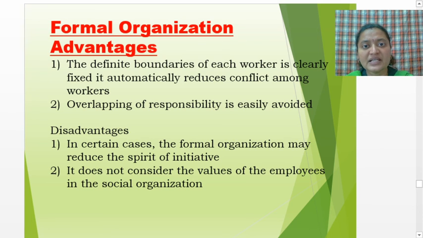So in today's class we studied the formal organization, its characteristics, advantages and disadvantages. You only need to remember that in a formal organization the duties, responsibilities, rules and regulations are fixed or defined, and each and every employee should follow those rules and regulations.